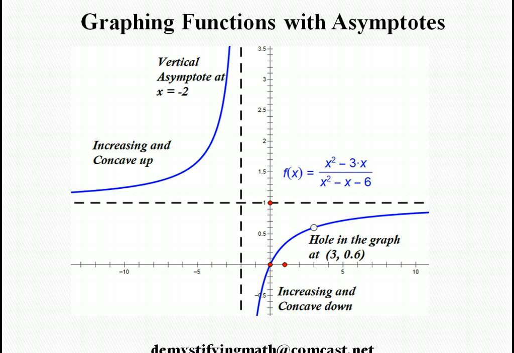Okay, so you should have a graph that looks similar to this one. You have a hole in the graph at (3, 0.6). You have an ordered pair at (0, 0) there. You have the graph heading toward the asymptotes, which are at x equals negative 2 and y equals 1. On the left side at x equals negative 2, you have a curve that's increasing and concave up. And on the other side, you have a graph that's increasing and concave down.